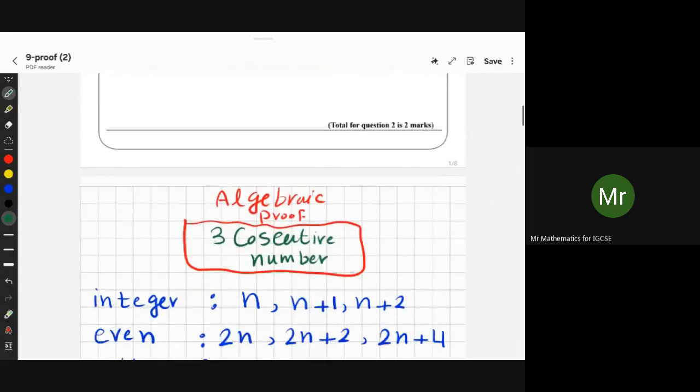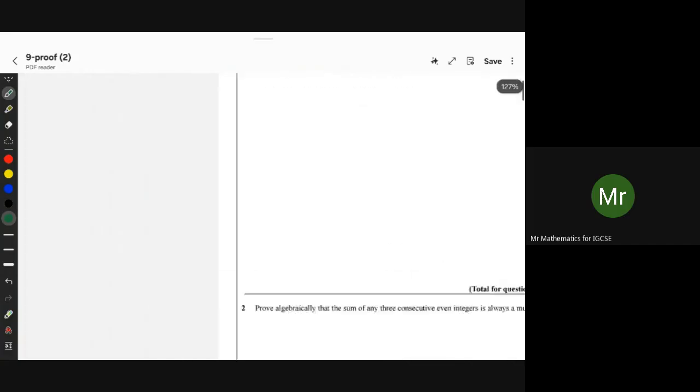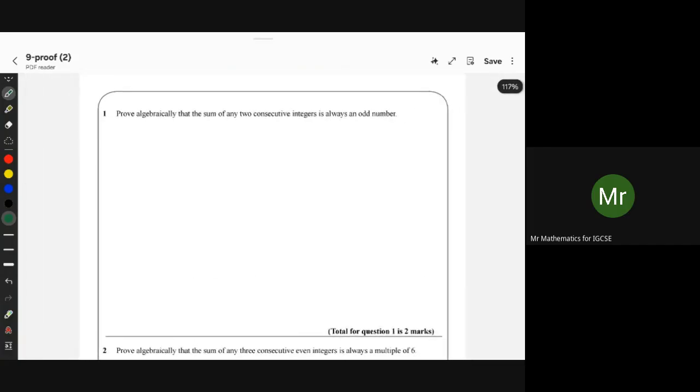So you need to memorize the shape of each type of number for at least 3 consecutive numbers, and you can find more if you want. But in GCSE, he doesn't ask about more than 3 consecutive numbers. Okay, let's try number 1.